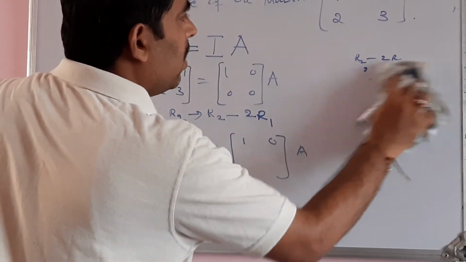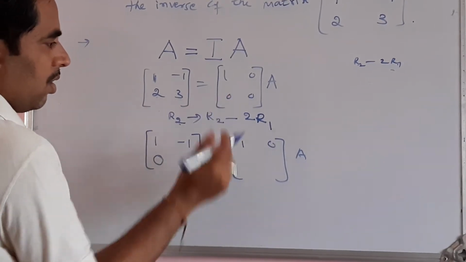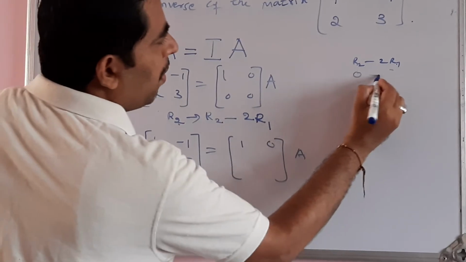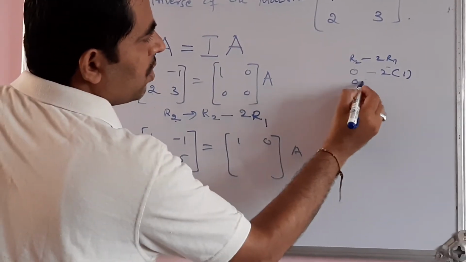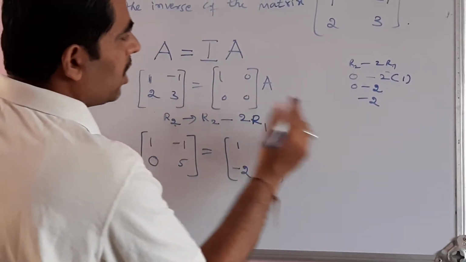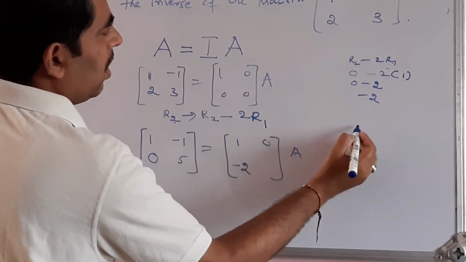So then, continue on the right hand side. See here, 0 0. So R2 minus 2 R1. So that is 0 minus 2 times R1. The corresponding element is 1. So 0 minus 2, that is minus 2. Then similarly, we have 0 and 0, so it makes no difference here.